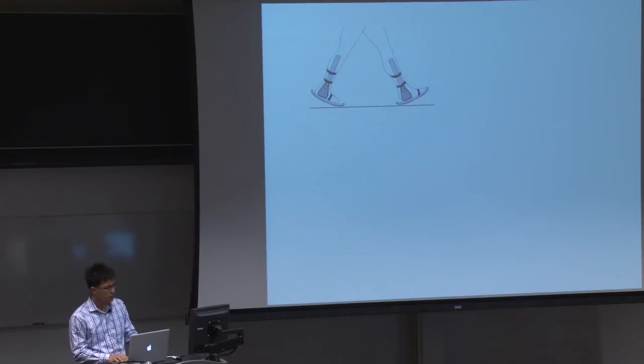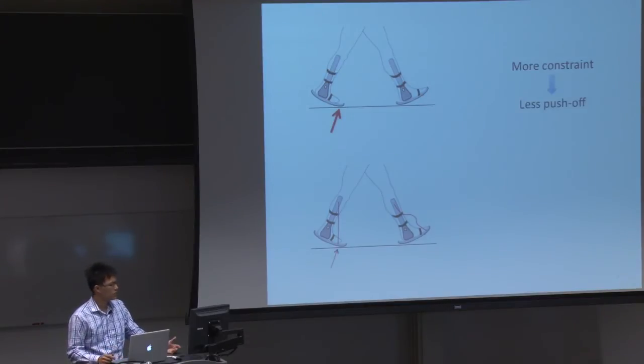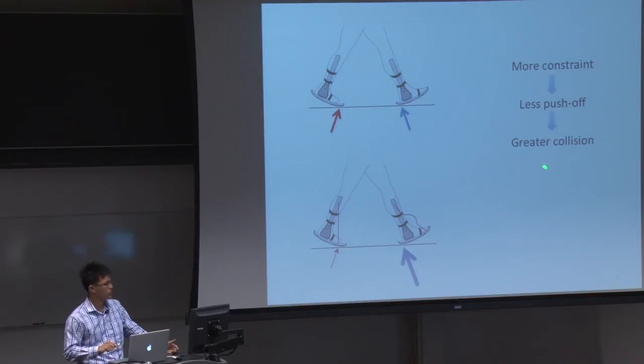So we asked the subject to wear the ankle prosthesis, walking on the treadmill at a constant speed. We expect that when we have a shorter cable, we will constrain the ankle motion more, which leads to less push-off. And then the less push-off causes greater collision and requires you to do more positive work, which should come with a higher metabolic rate.